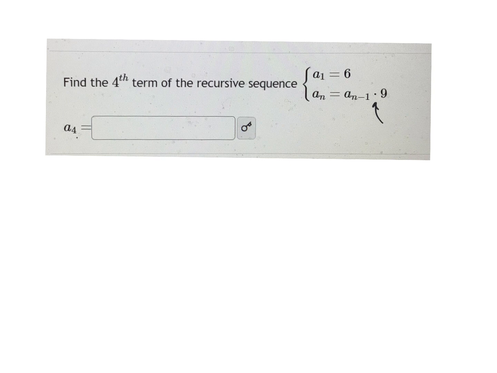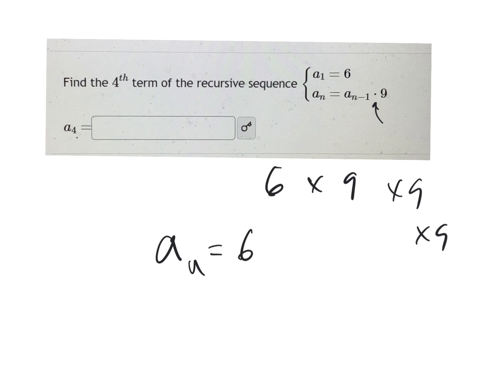Because you're only looking for the fourth term, I could just say, okay, there's the first term. We'll multiply that by 9, get the next term. We'll multiply that by 9 again and get the third term. And then we'll multiply that by 9 again. That'll tell me the fourth term. I could just create the geometric series where the first term is 6 times 9 to the n minus 1.